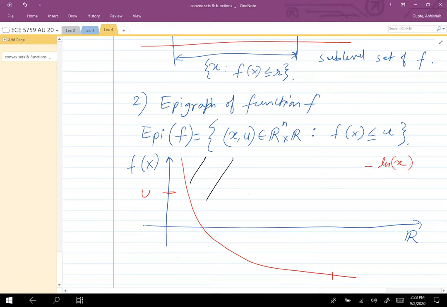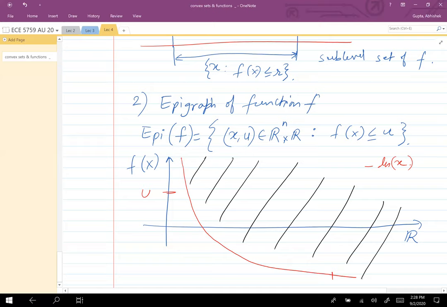So this is the epigraph of f. Everything above the red line, everything above the function, including this line, that's the epigraph of the function f. It could be the epigraph of any function f. So everything above the function going all the way to infinity, that's the epigraph of the function f.